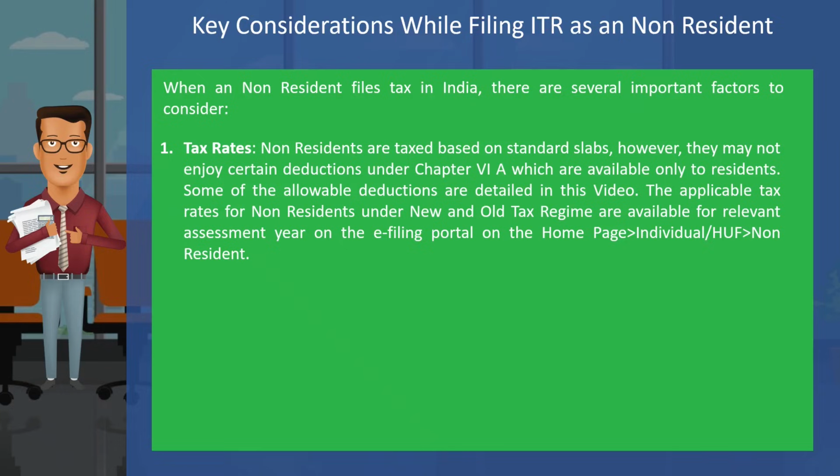The applicable tax rates for non-residents under new and old tax regime are available for relevant assessment year on the e-filing portal. On the home page, the non-resident can click on Individual or HUF and then go to the non-resident section. Please note, TDS is applicable to NRO savings account interest at the rate of 30%.